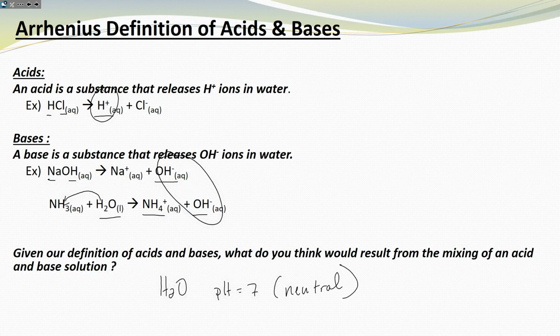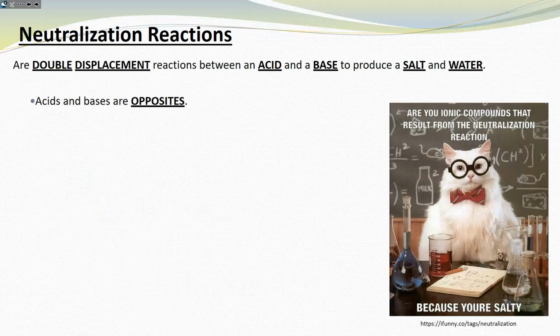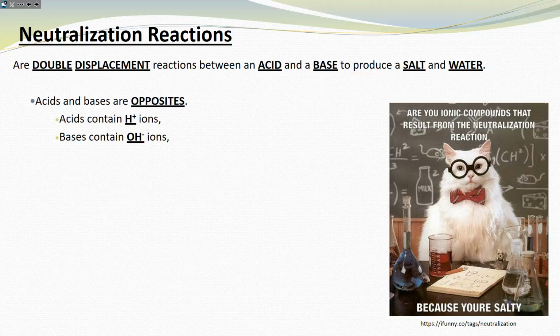So that would be what we call a neutralization reaction. From grade 10, neutralization reactions are really just double replacement or double displacement reactions, however you want to say it, between an acid and base, and they produce salt and water. Now, when I say salt, I'm not talking about table salt. Everybody thinks that NaCl is salt. It is a type of salt.